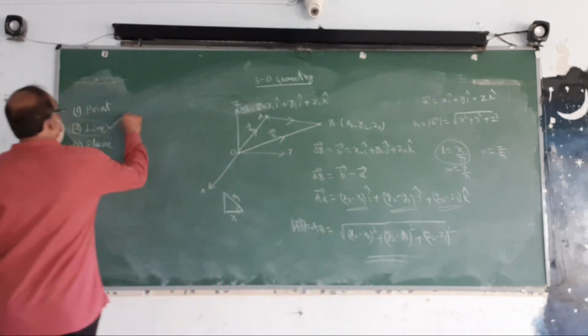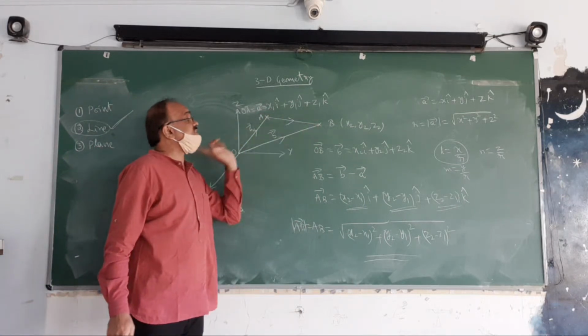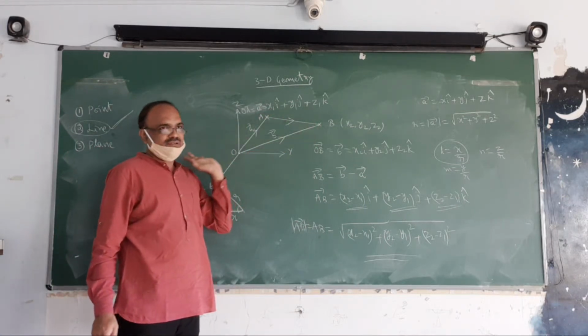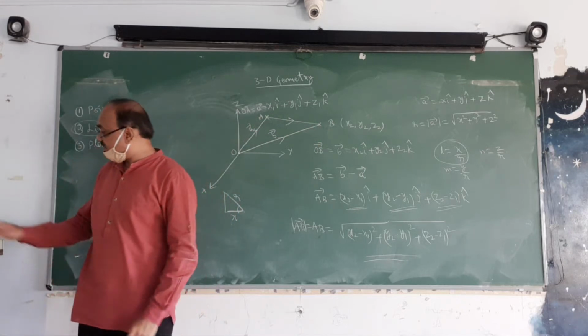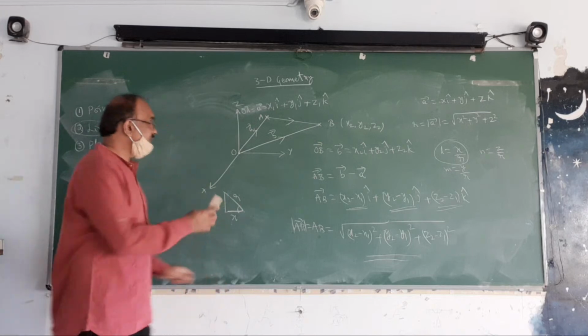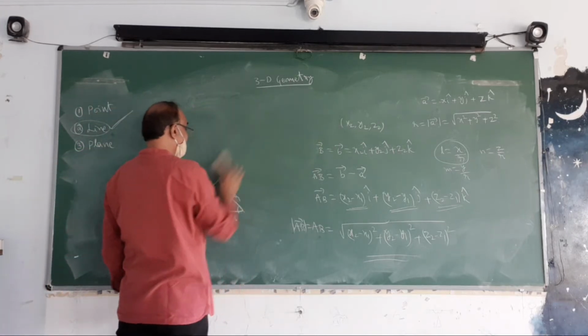Now you see, for a line, you know how to find direction ratios, direction cosines, and magnitude. But how to find the equation of the line? That's what we learn today. So I will erase this. And this is a 5 marks question: finding the equation of a line in 3D.